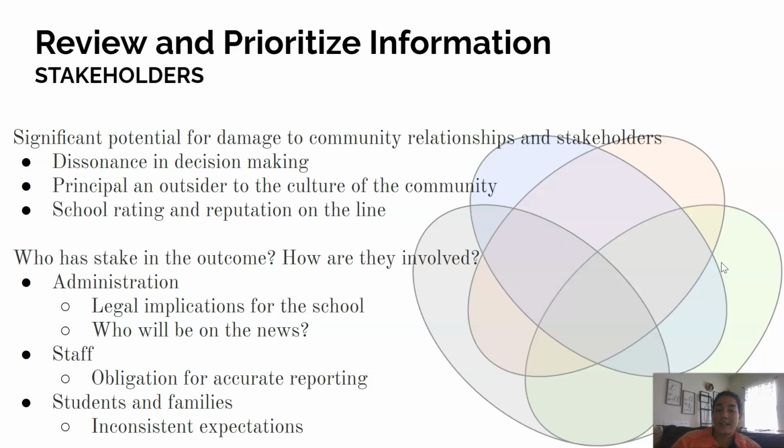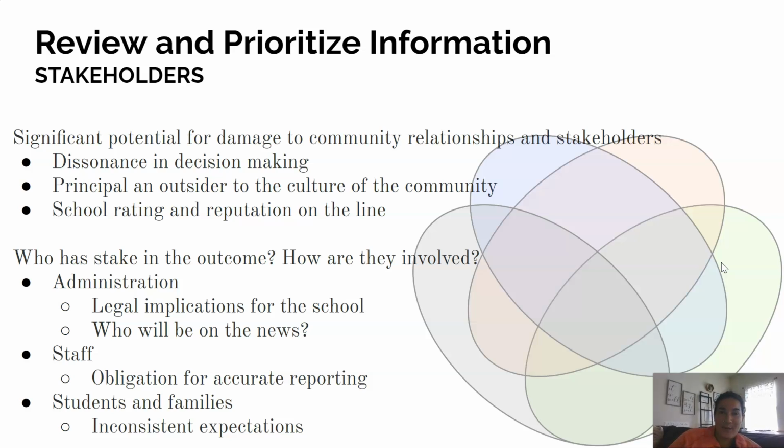This principal is technically an outsider to this community. He's newly appointed. Maybe he's been a teacher in this district, it doesn't allude to that, but we've got this understanding that he's stepping into something established as an outsider. And then obviously school rating and reputation is on the line. If we can't straighten out this attendance issue, there's probably going to be some community impact here as well. So the administration has a stake in this outcome because of the legal implications for the school with attendance.